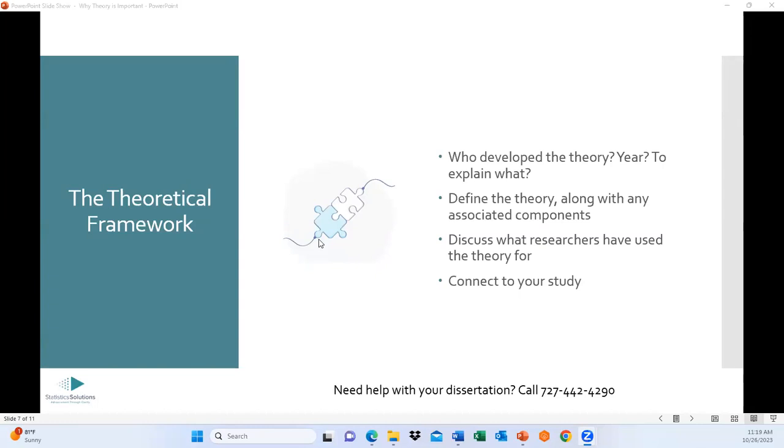And the way you handle the theoretical framework is usually to talk about who developed the theory. You don't have to go into a lot of history here, but a little bit, not much. Who developed the theory, what year, and what did they develop it for, right? What did they develop it to explain? If it's a theory of motivation, then it's developed to explain people's actions, what drives them to act, what motivates them to act, right?